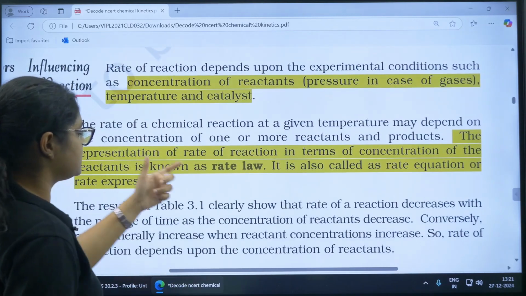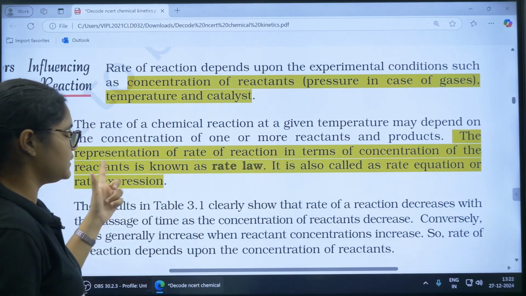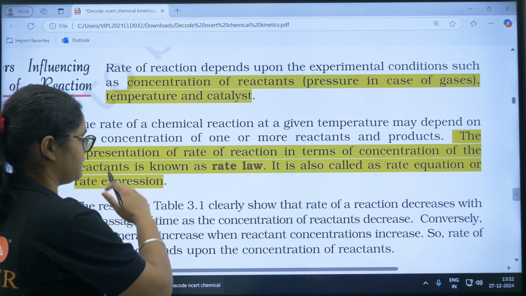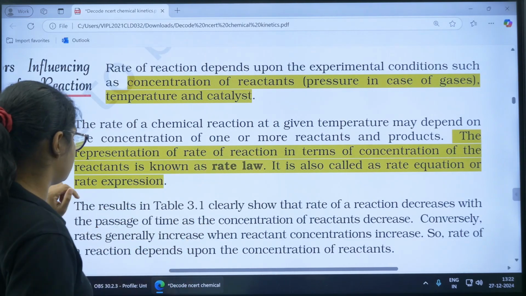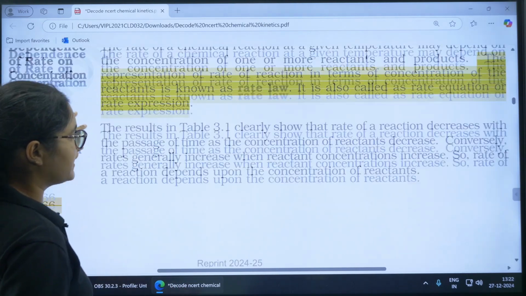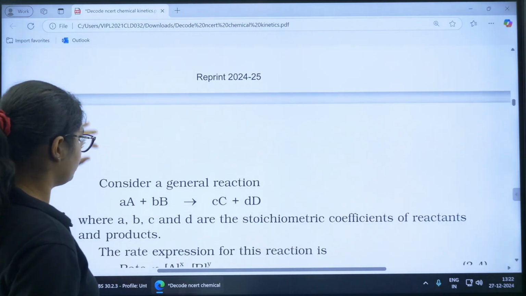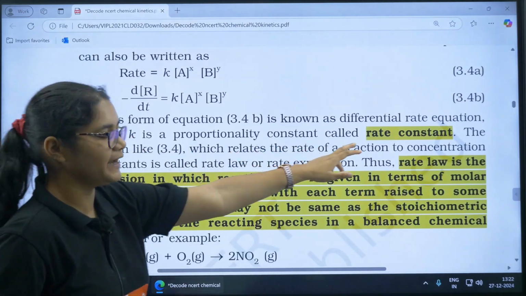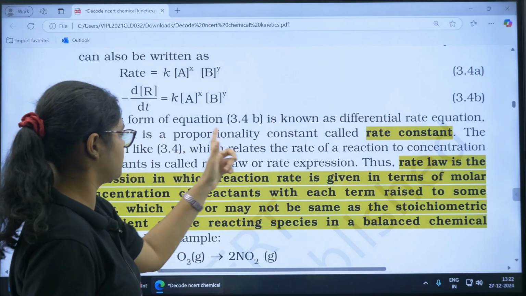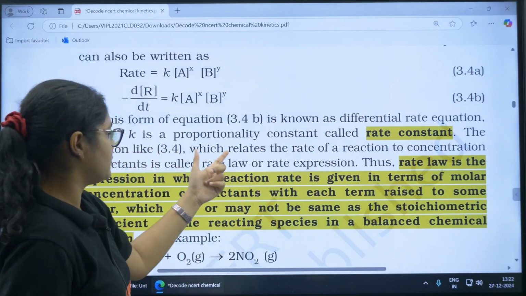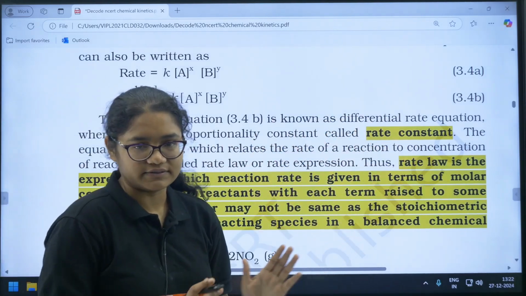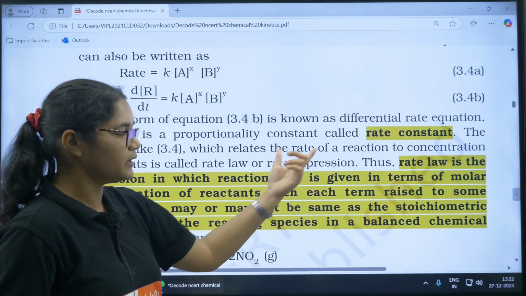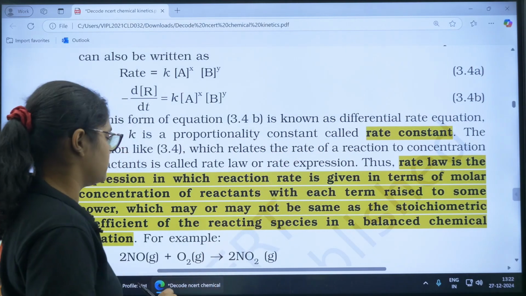Now coming to the definition of a rate law, you can see here. The definition of a rate law is very important, so you can understand and remember this expression. Next, coming forward to the next part, that is, what is rate constant. The definition of rate constant: K is a proportionality constant called the rate constant. This definition is not needed, but yes, you should know what rate constant is.